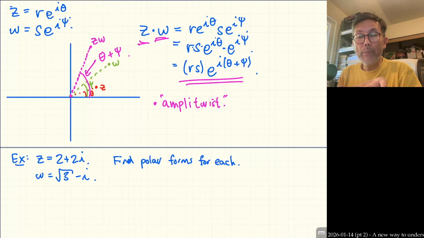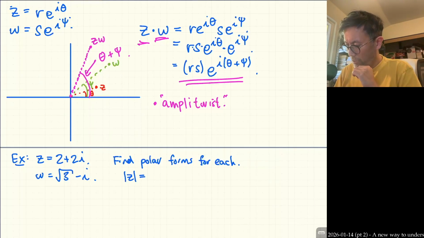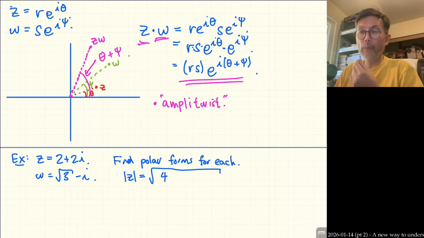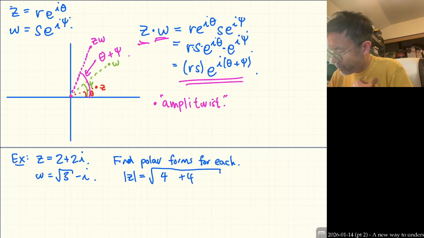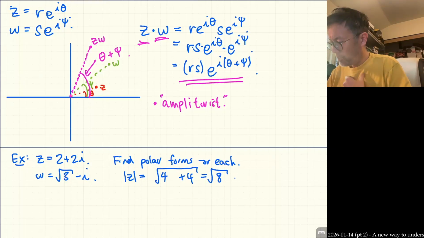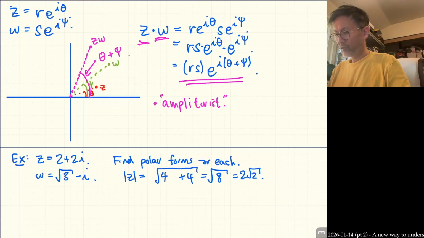So maybe what we should do first is find the moduli. The modulus of z is equal to the square root of the real part squared, which is 4, plus the imaginary part squared, which is also 4. So this is the square root of 8. And of course, we can write the square root of 8 as 2 times the square root of 2.